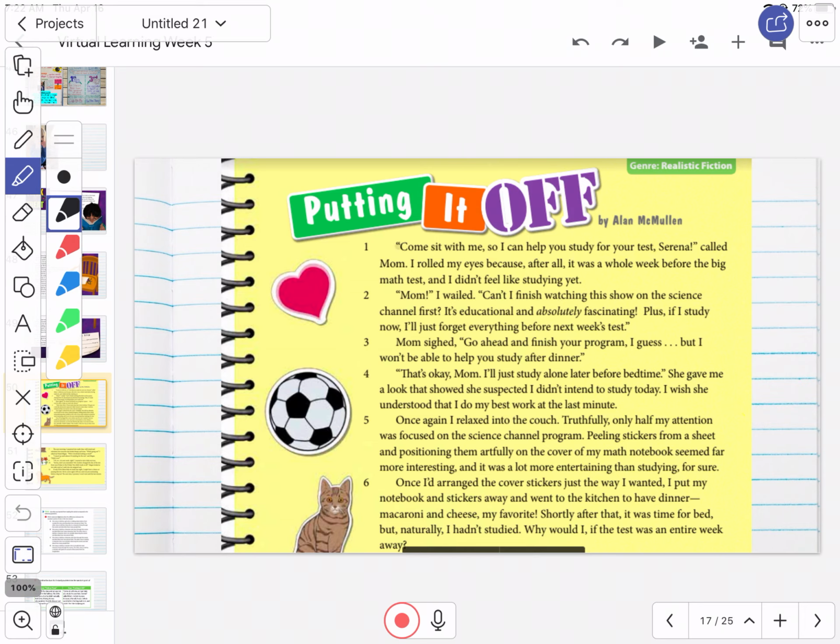"Come sit with me so I can help you study for your test, Serena," called Mom. I rolled my eyes because after all, it was a whole week before the big math test, and I didn't feel like studying anything yet.